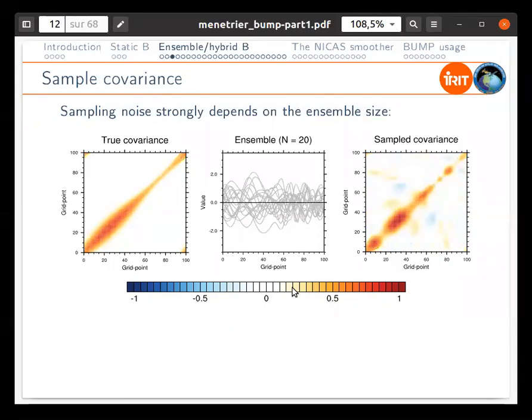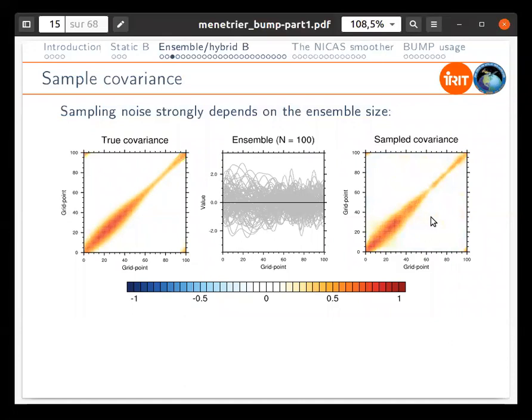But if we increase the number of ensemble members to 20 or 30, we see on the right panel that the sampling noise is getting smaller and smaller. And so I can increase to 50, 100 members, 200, 500, 1,000. If I could have 1,000 members, my sample covariance on the right would really represent the true covariance I started with on the left.